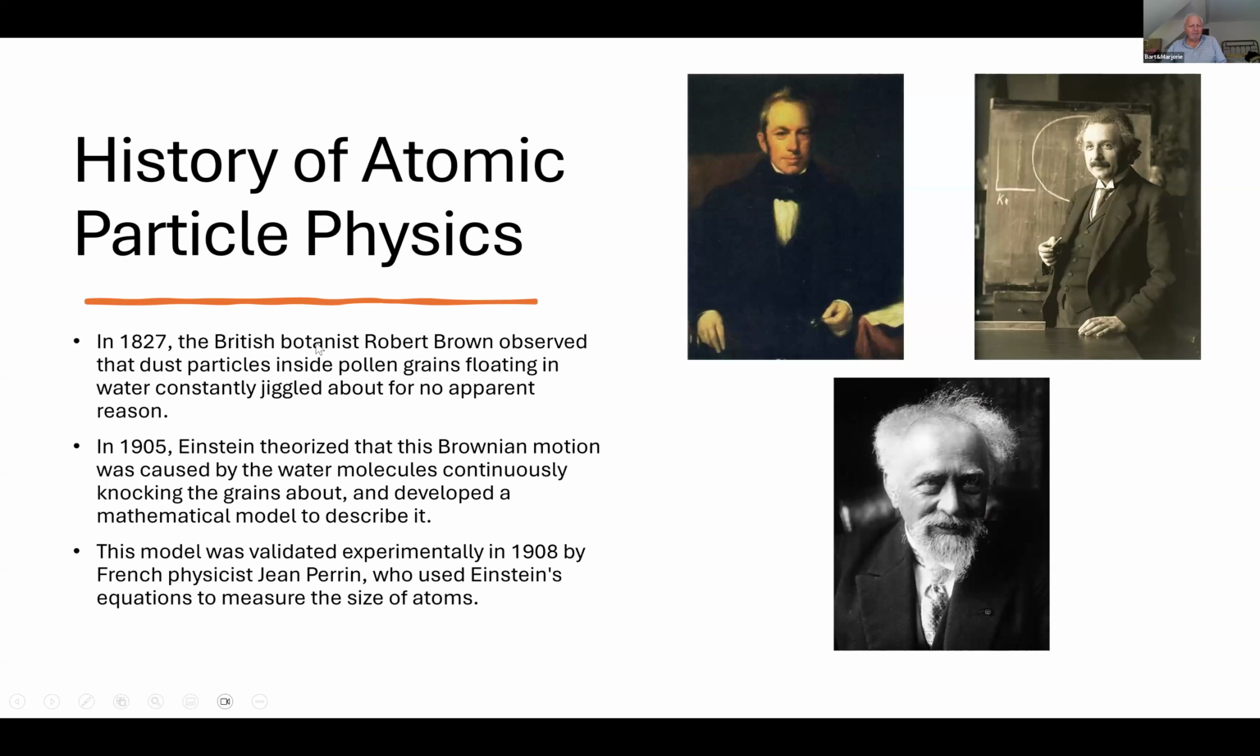Now we follow a different path here, related to statistical mechanics. In 1827, the British botanist Robert Brown observed that dust particles inside pollen grains floating in water constantly jiggled about for no apparent reason. So in 1905, Einstein theorized that this Brownian motion was caused by the water molecules continually knocking the grains around, and developed a mathematical model to describe it.